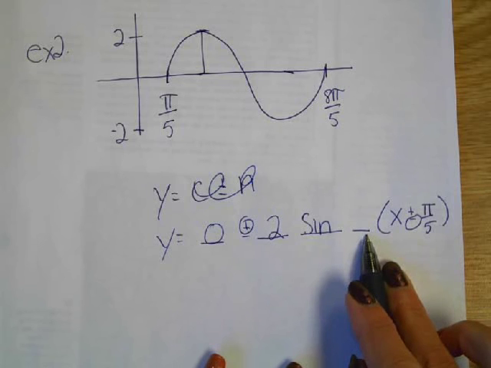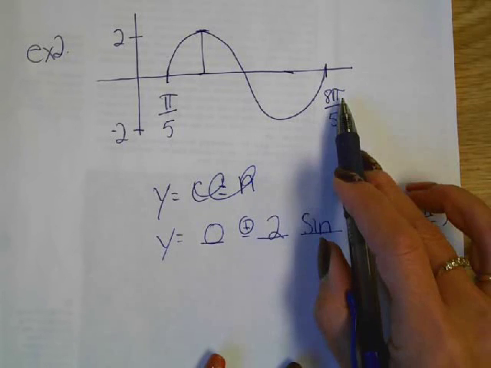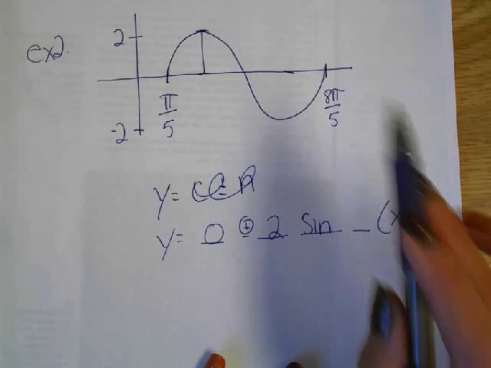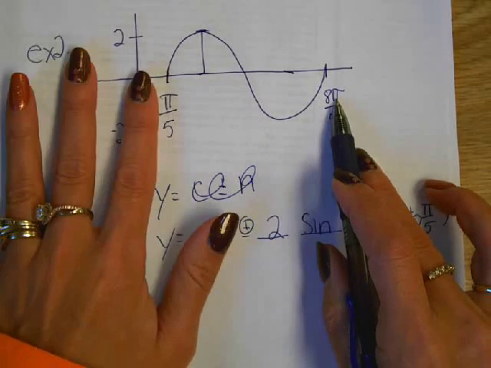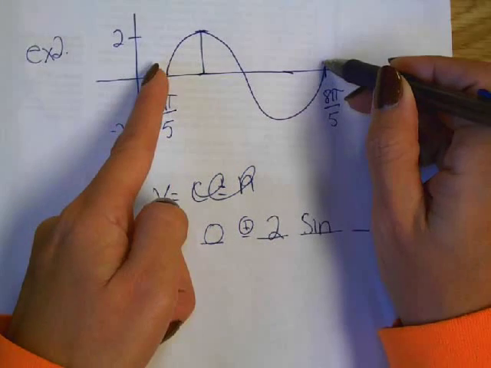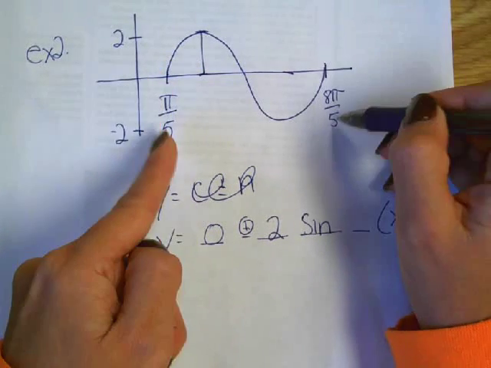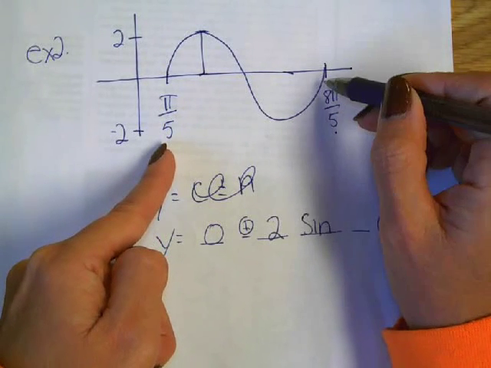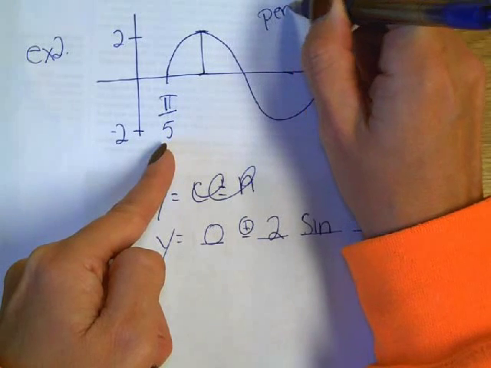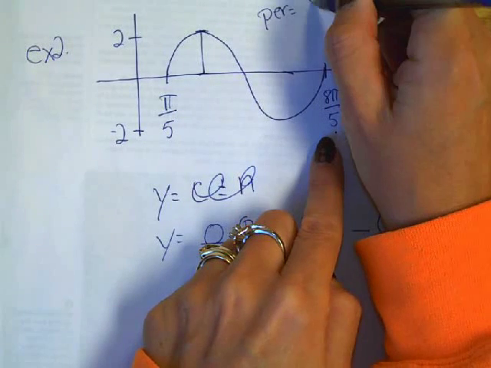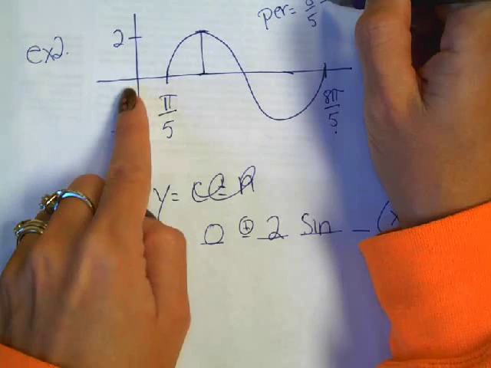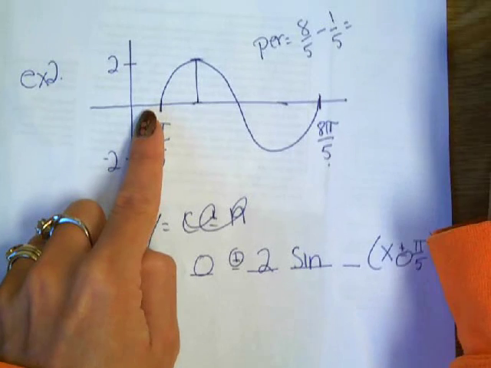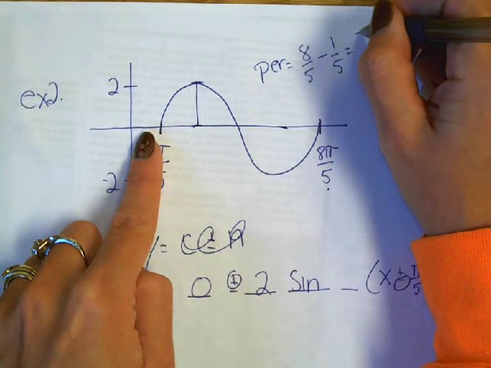The stinking B. Before, when it started at 0, we could just set up 2 pi over B equals the end number, because the end number was the period. This is not the period because it's not starting at 0. I've got to find this distance first. How do I find this distance? You got to subtract. So we're going to find the period by taking 8 pi over 5 and subtracting the beginning pi over 5. So the period is 7 pi over 5.